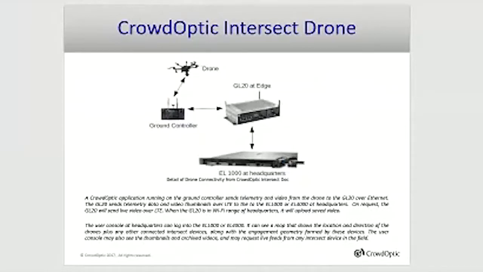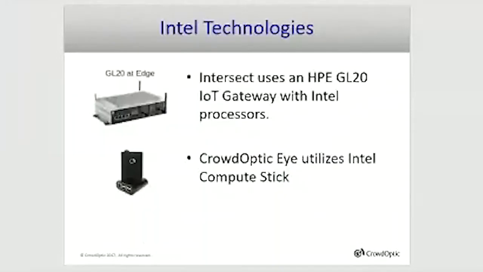Of course, I mentioned that Intel is all over this solution. It's the GL20 HPE server that we're typically using. That is a smaller and lighter weight server, but of course very ruggedized and able to withstand the conditions you'll find in traveling at 60 miles an hour. And of course, the Intel solution and processors are in that. The Intel stick is in our CrowdOptic Eye. This is a handmade device that can take a variety of different forms.